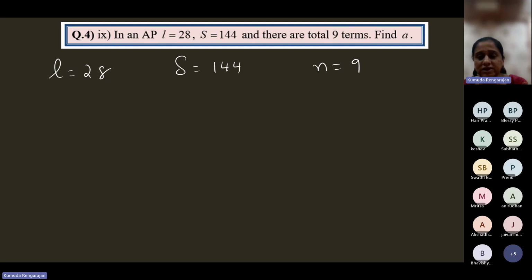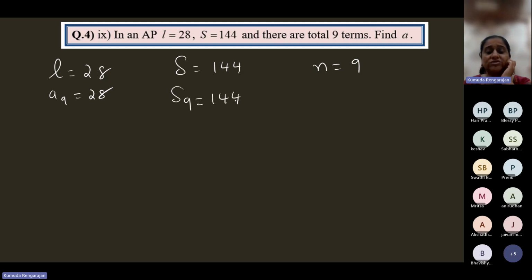So if N is 9, there are a total of 9 terms. That means which is the last term? A9. A9 is 28. The last term is 28. L is 28. How many terms are there? 9 terms. So which is the last term? The 9th term. So A9 is equal to 28. And S is 144 means S9 is equal to 144.